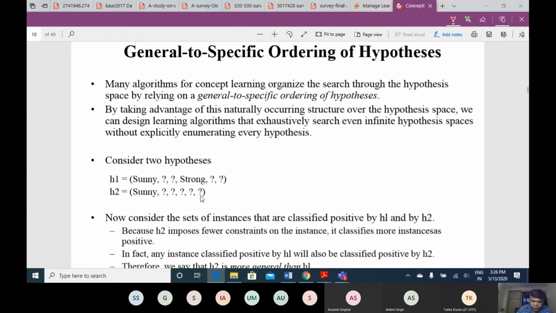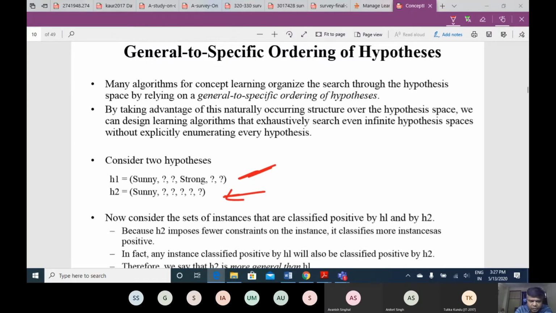Now, out of these two, H1 and H2, you can see H2 is more general than H1. Everything which is included in H1 will also be included in H2. Okay, so this is, you can say, a subset.